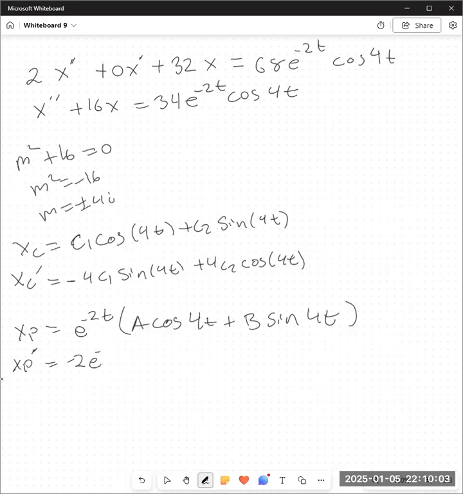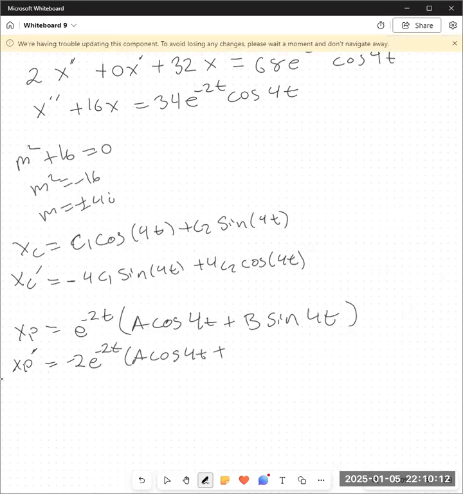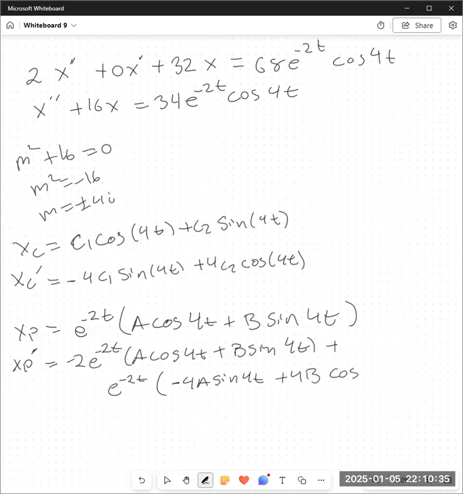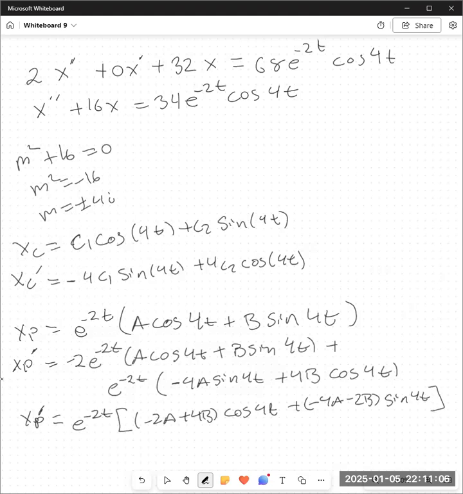So xp prime is negative 2 e to the negative 2t, a cosine 4t plus b sine of 4t, then plus, leave this part alone and differentiate this part. So negative 4a sine of 4t plus 4b cosine of 4t, which makes this xp prime equal to e to the negative 2t times negative 2 times all this. That's negative 2a plus 4b cosine of 4t, and then negative 2b minus 4a sine of 4t, like that.